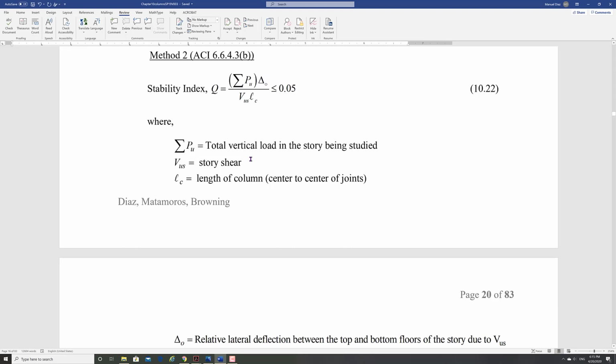And that tells you what these are. Lc is, of course, your length of the column, center to center, so this goes to the joints. Now, when you find that value for each story, and the value is less than or equal to 5%, then you're okay. The frame is braced. Otherwise, the frame is unbraced.